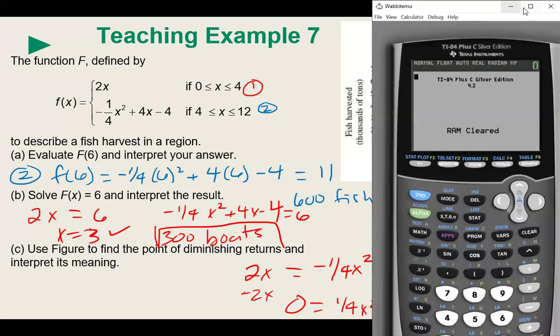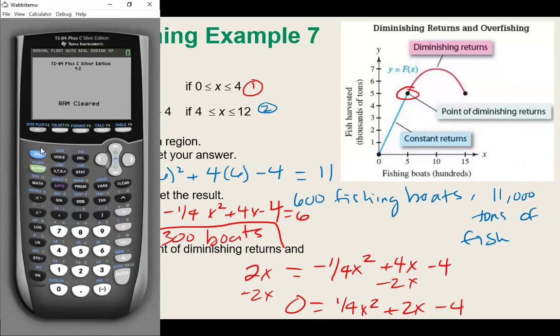So here's my handy dandy calculator. I'm going to go here to y. I'm going to put in negative 1/4. Negative. I don't have the fraction feature, so I have to protect my fraction with parentheses. 1/4 x squared plus 2x minus 4. I'm going to hit graph.